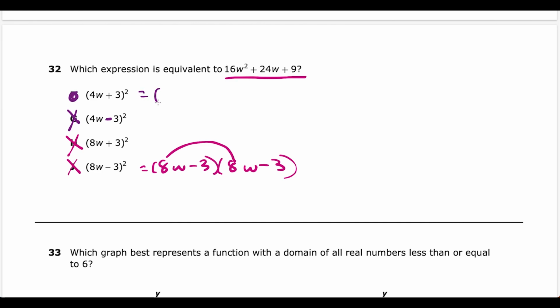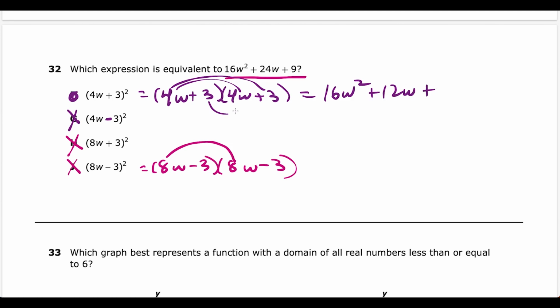And if I really wanted to be safe here, what I could do is expand this: 4w plus 3 times 4w plus 3. And if we do the first terms here, that's going to be 16w squared. And then we have 4w times 3 is 12w, plus 3 times 4w is also, and I wrote plus too many times, is another 12w. And then 3 times 3 is 9. And then notice when we combine 12w plus 12w, we get the 24w. So this is definitely our answer.